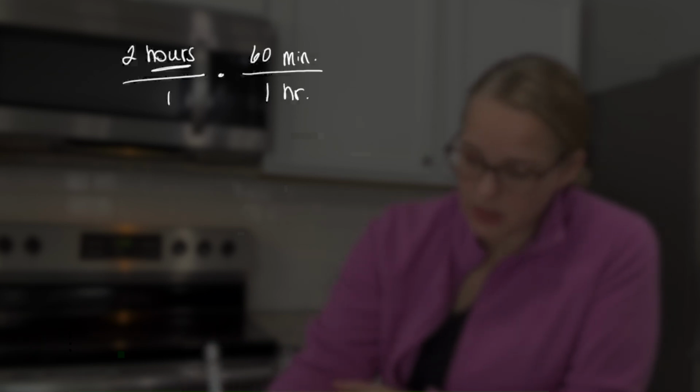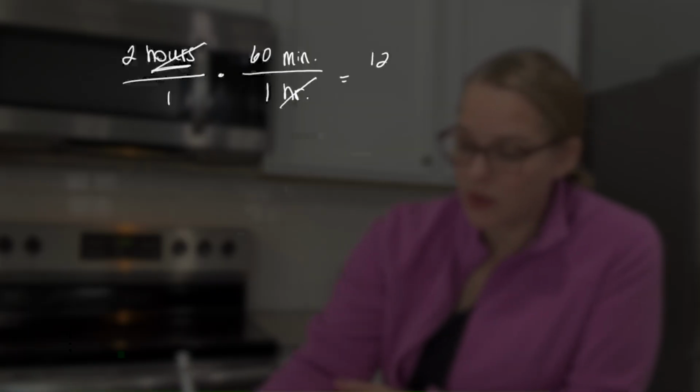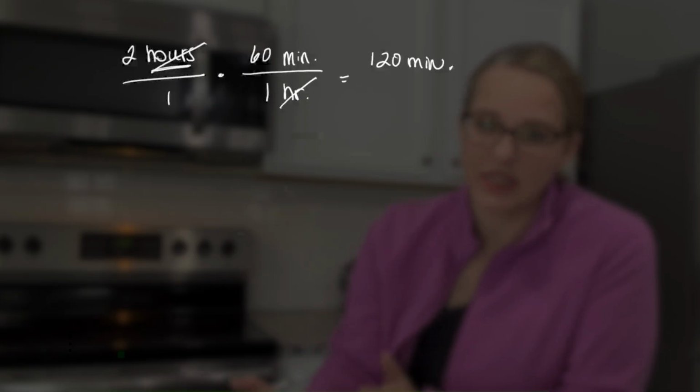Right. And then we multiply. We cross out our hours and we multiply across, so we get 120 minutes. And I'm not going to write the over 1 because we know that over 1 just means that it's itself, right? So 120 minutes. Now, I want to take that same one and say instead that I did want seconds.